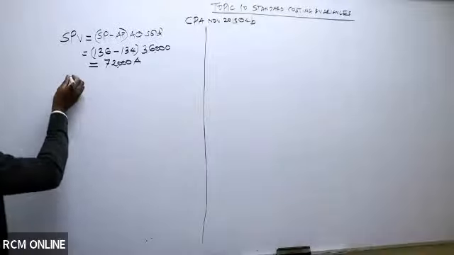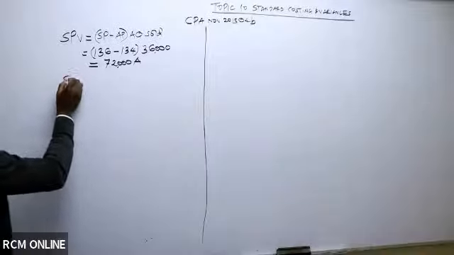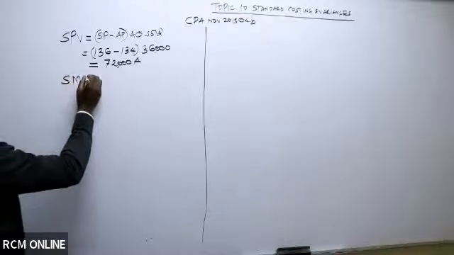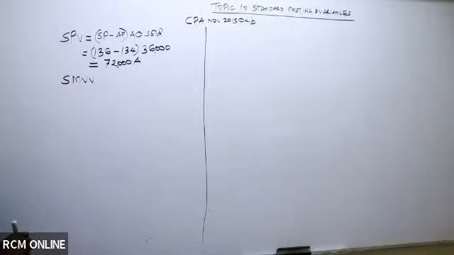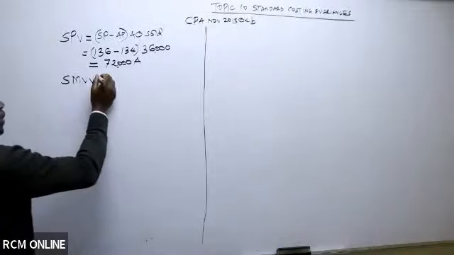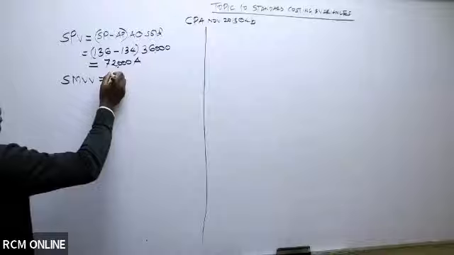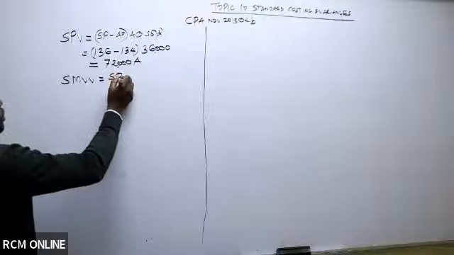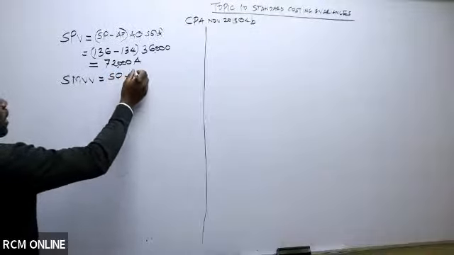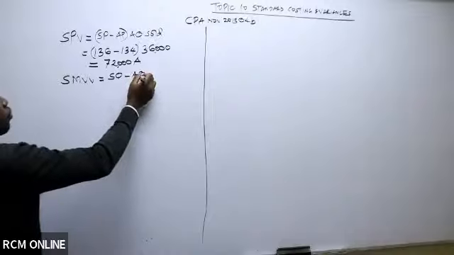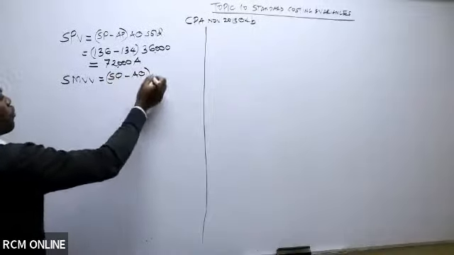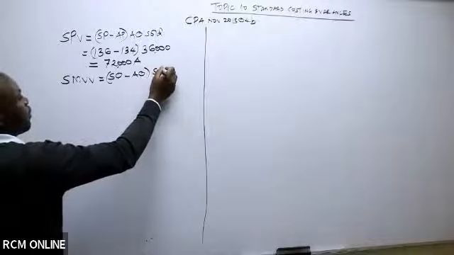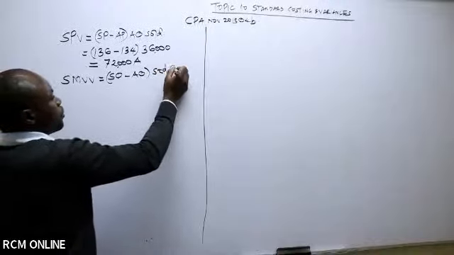So we have sales margin. We have what we call sales margin volume variance. So sales margin volume variance is equal to standard volume or budgeted volume minus actual, standard quantity minus actual quantity. Then we multiply by standard contribution.